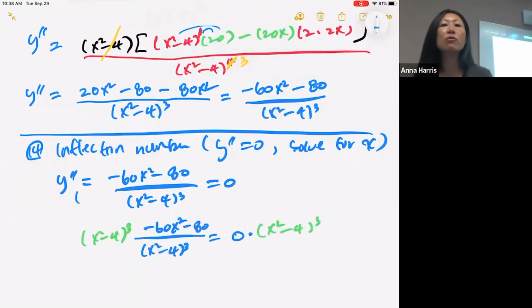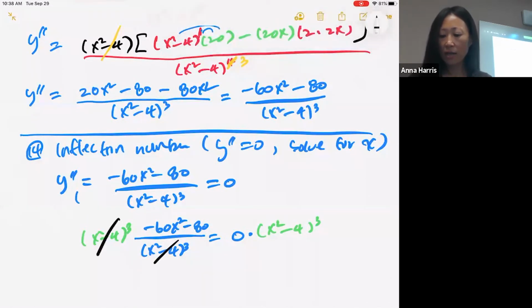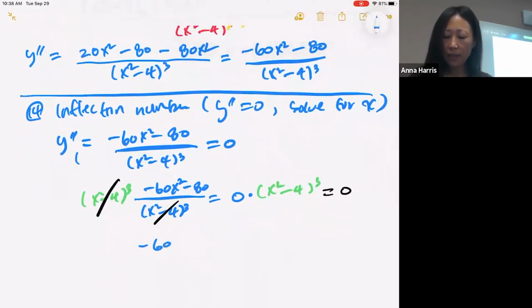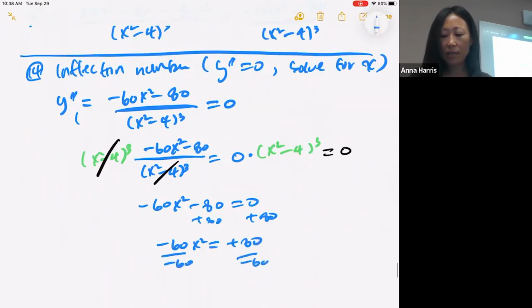Okay, just simply multiply by your denominator so you can solve for x. So that means that and that cancel out, and this is simply just a 0 again. So you have negative 60x squared minus 80 is equal to 0. And you add, and you have negative 60x squared equal to positive 80. Divided by negative 60, so you have x squared is equal to 80 over negative 60.